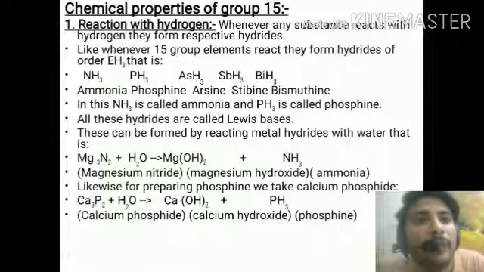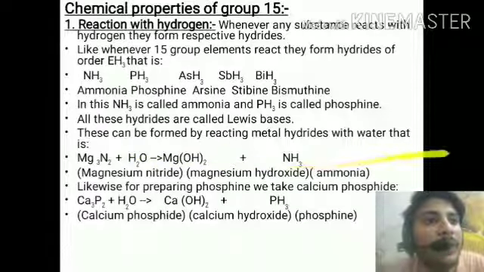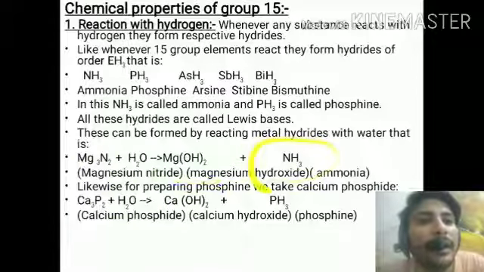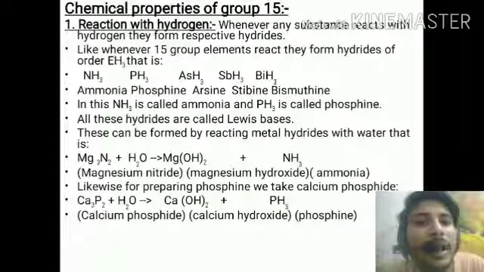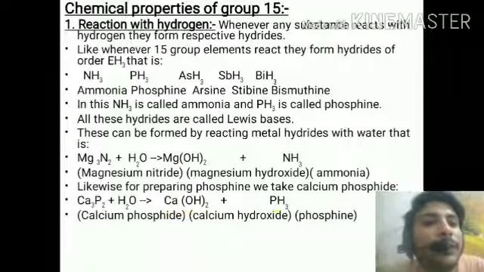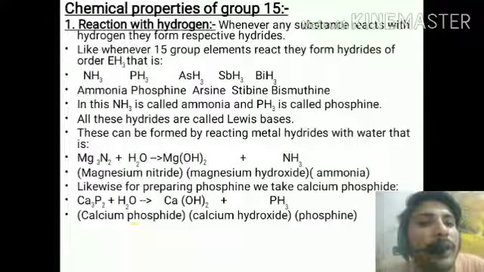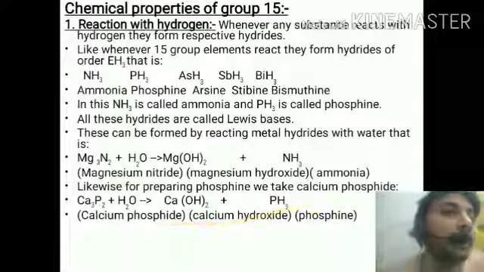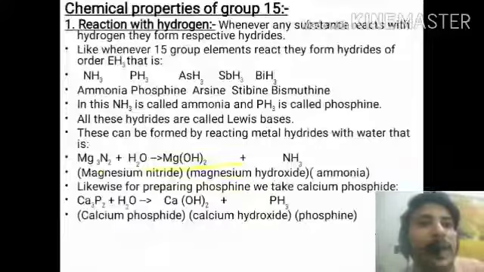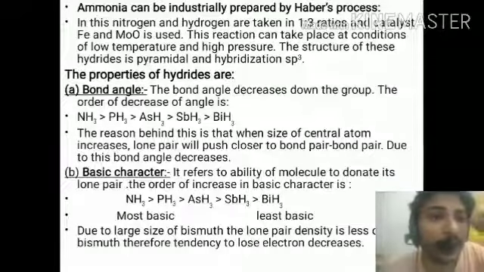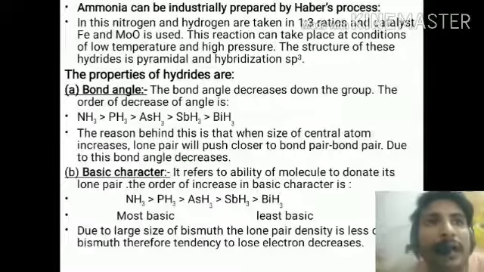These can be prepared by reacting a metal compound with water. Magnesium nitride reacts with water to give magnesium hydroxide and ammonia. Likewise, for preparing phosphine, we take calcium phosphide, which reacts with water to give calcium hydroxide and phosphine. Now, ammonia can be formed by the Haber process. In the Haber process, we use nitrogen and hydrogen, and as a catalyst we use iron.